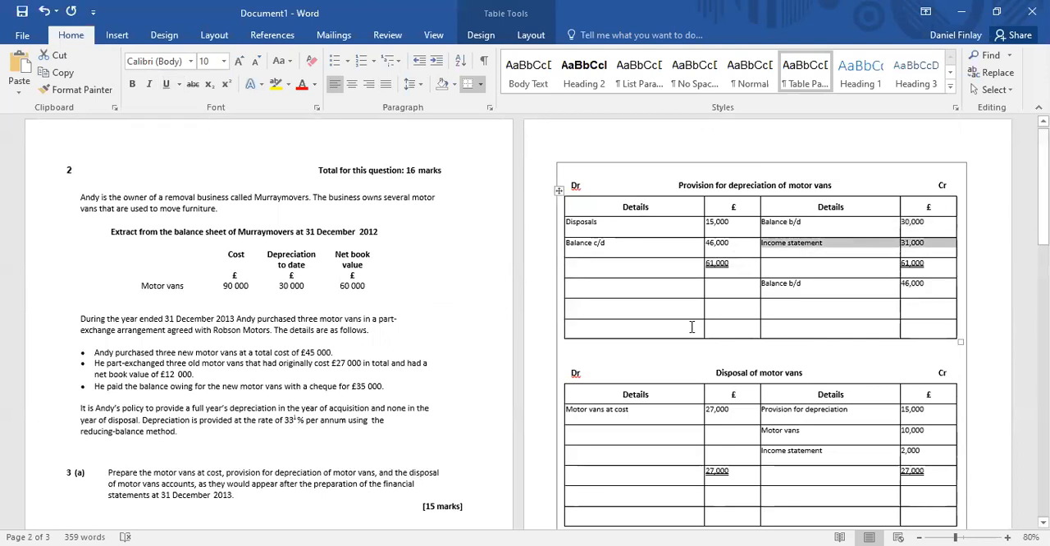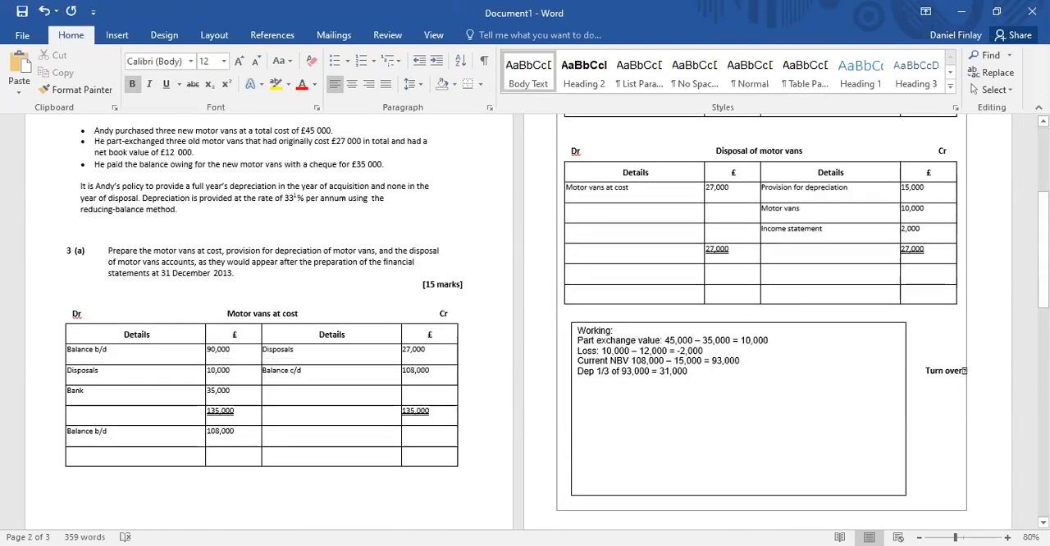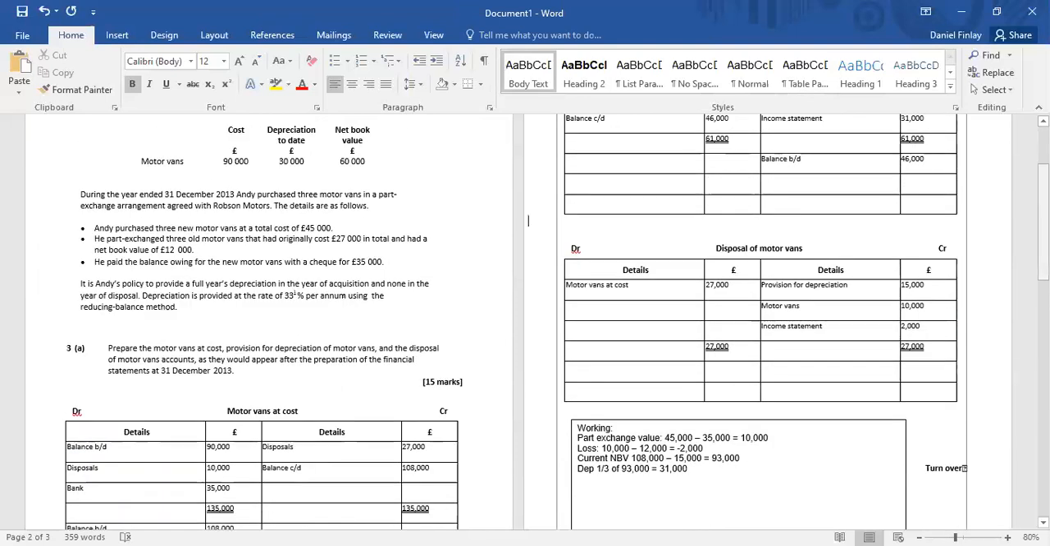And then balance that account. So therefore I know my provision for depreciation is now 46. My total cost is now 108. So if I want to work out net book value, I'll just take those away, and that will be my new one, that will go on this year's SOP.